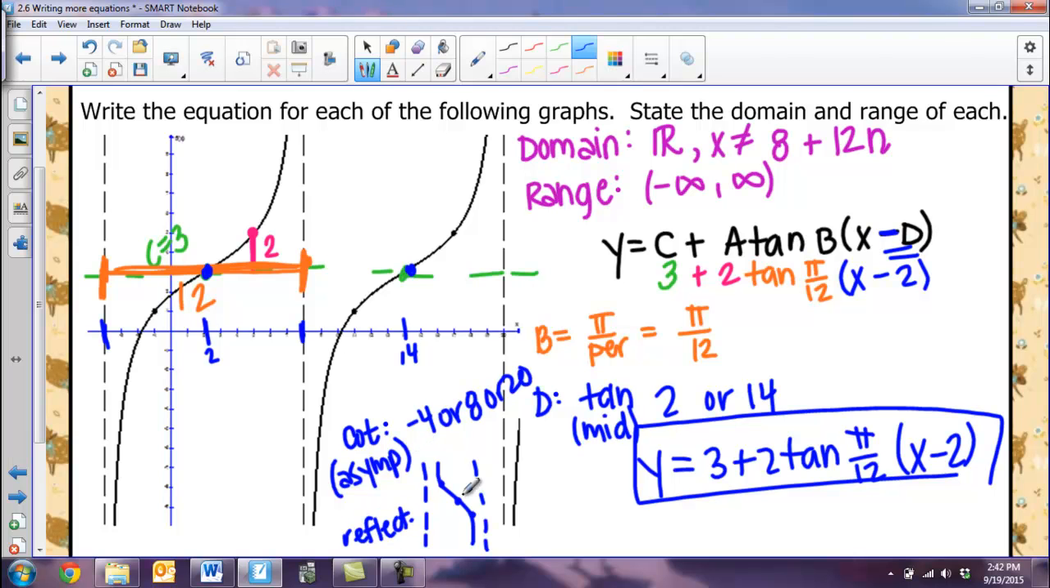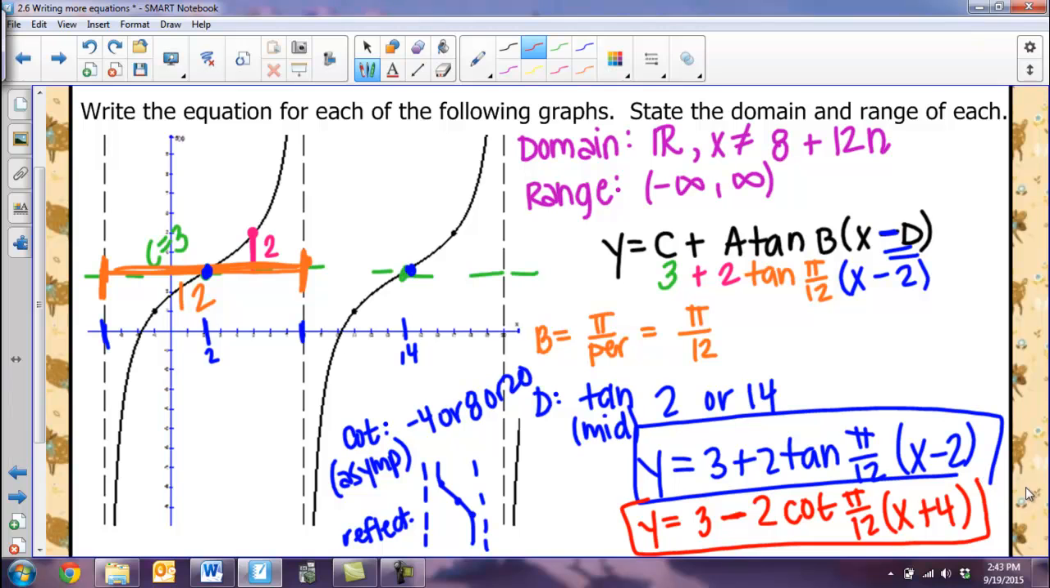So if you want to write this tangent equation as a cotangent equation, all you have to do is change this sign to make it into a reflection. Your a, your b, your c are going to stay the same. I talked all about how I was going to write a cotangent, and I wrote tan. The only thing that's going to change is your d. So I go find one of those beginning values where an asymptote is, so +4, -8, or -20. Again, there are multiple correct answers for these. Find the one you're comfortable with. Let's practice doing another one.